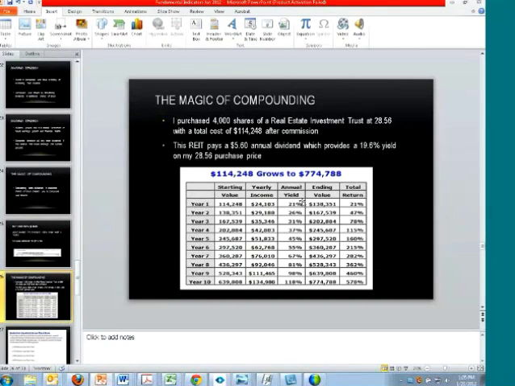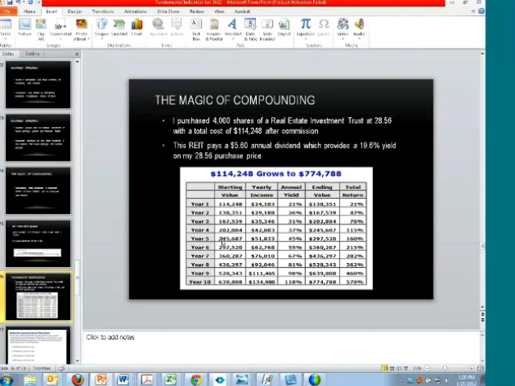And then look what happens after the third year. Now I'm receiving $35,346 in yearly income, and that works out to a 31% annual yield. Now that's cash on cash. So you can see compounding can really increase your returns over time.